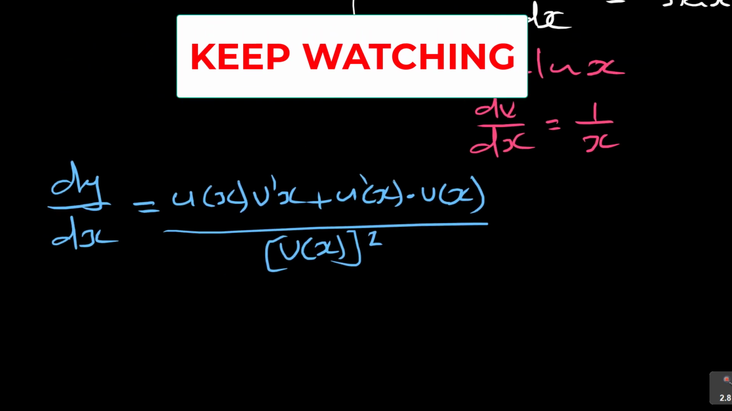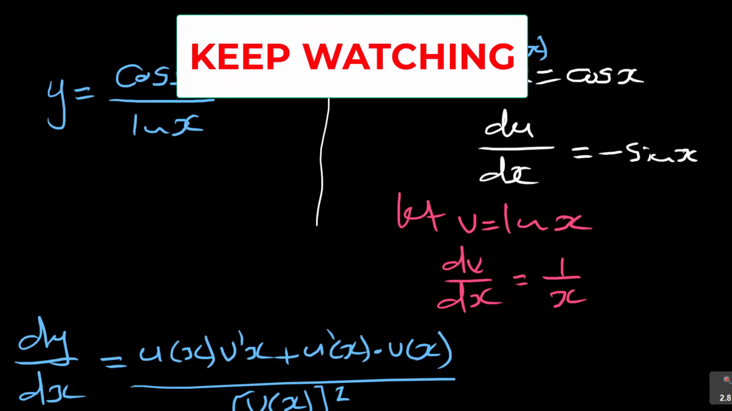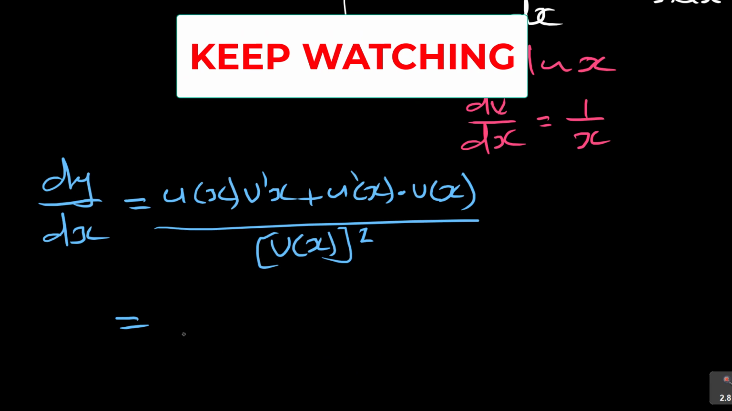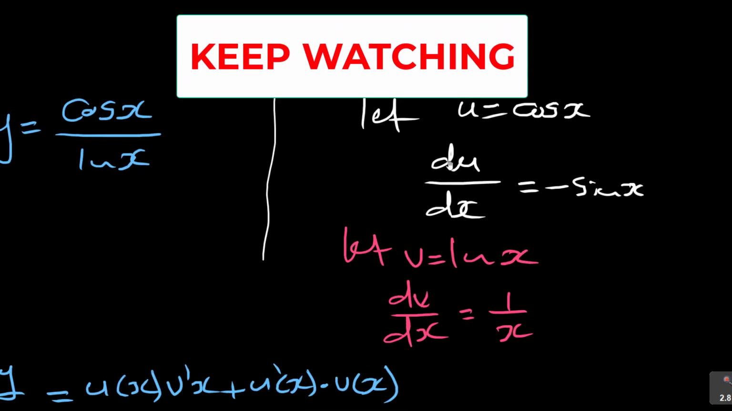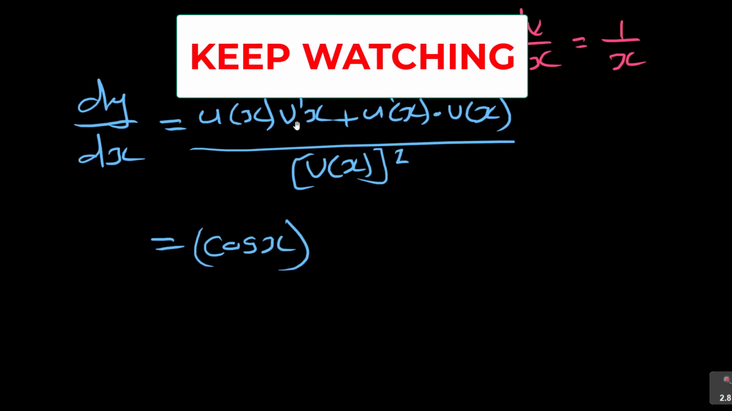So let me apply this formula. It will be equal to u of x, which is there. This is my u of x, cos x. Cos x in brackets. It's very important that you put this in brackets. U of x times v, derivative of.